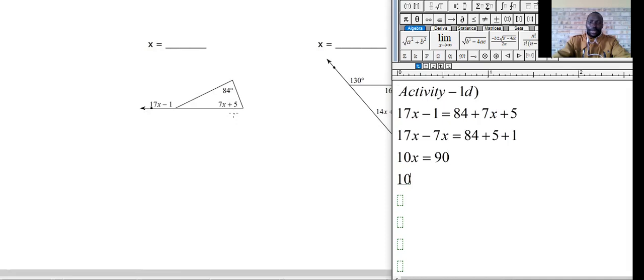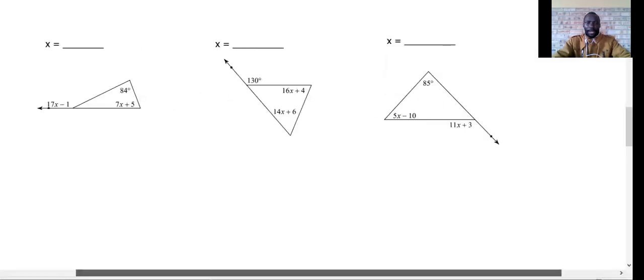How do we do that? Well, we have to divide 10x by what? We have to divide 10x by 10 so that we can find the value of x. Also, we have to divide this 90 on the right-hand side by what? By 10. When we do that, what we get is the value of x, and that is going to be x equals 9 degrees. So yes, that's how we will determine the value of this angle here, x.